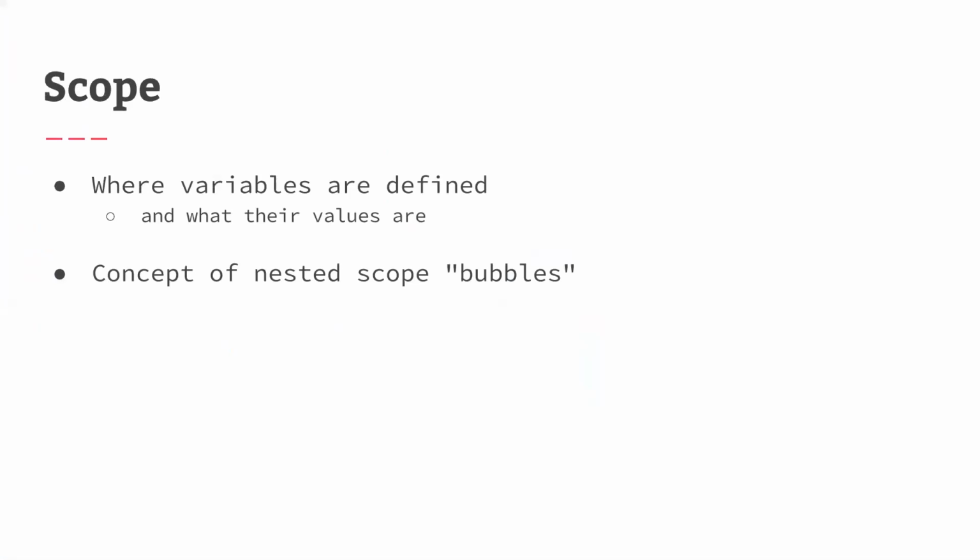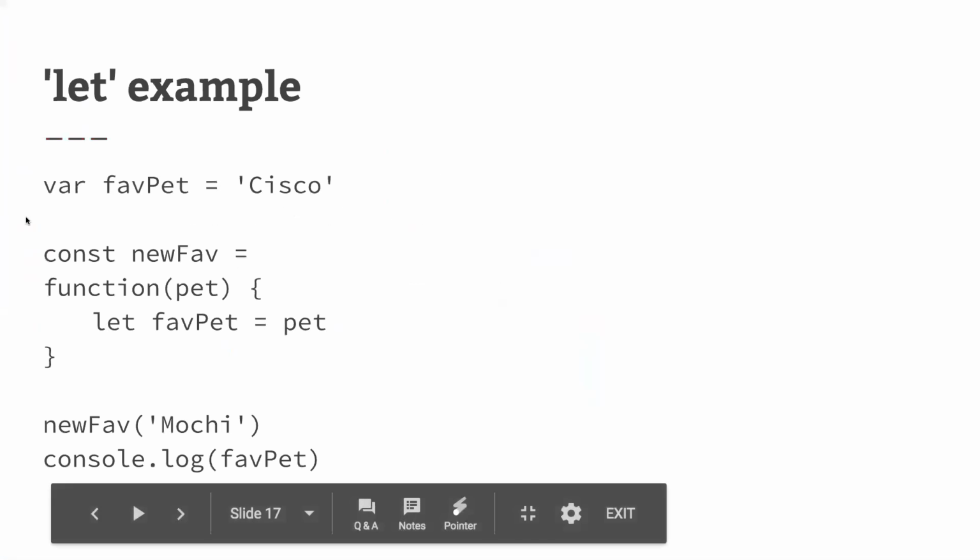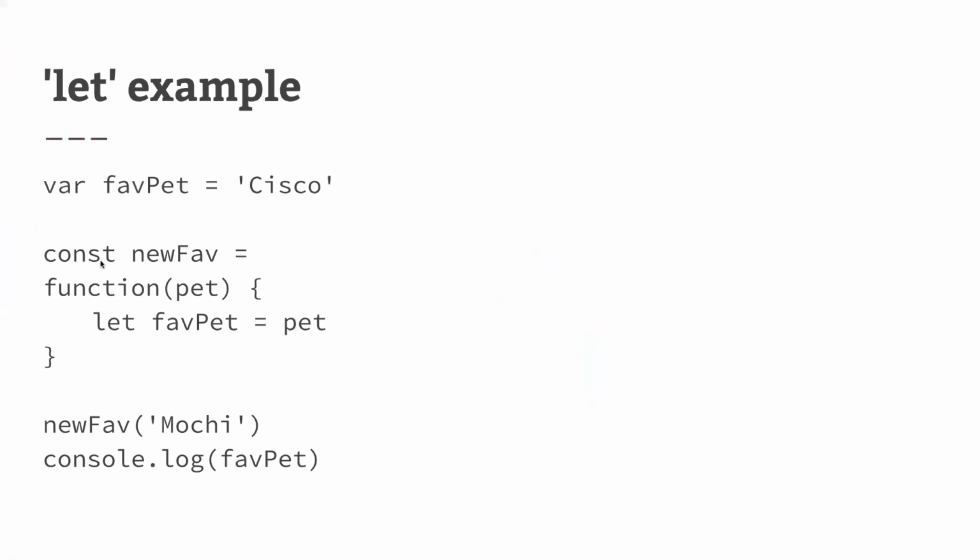On that last slide, if the global was a const or another let, it would override the same way? Yes. So here, if we had const Cisco, this all would work exactly the same way as if I had a var. I just wouldn't be able to, without a let, I wouldn't be able to redefine it here.